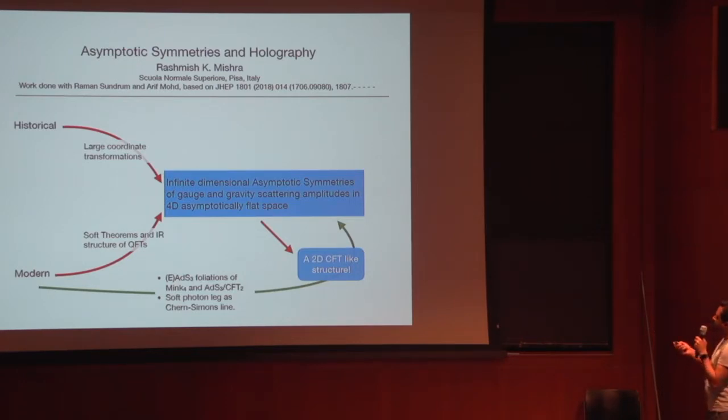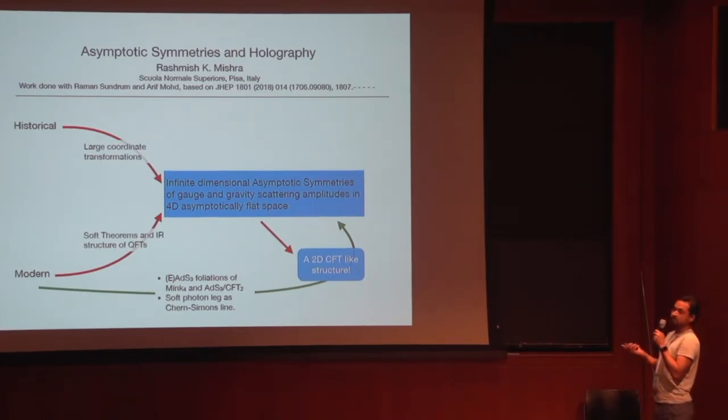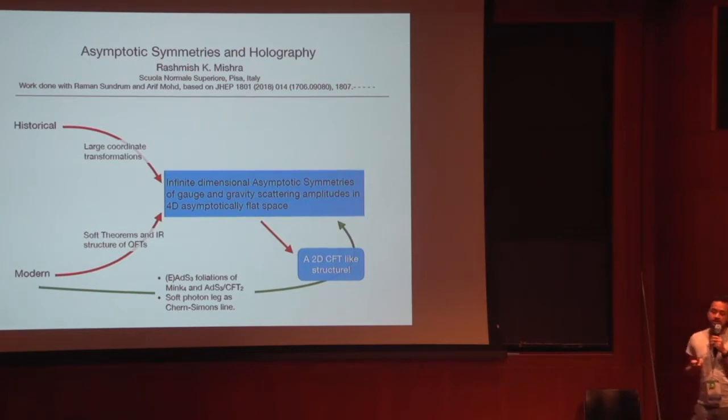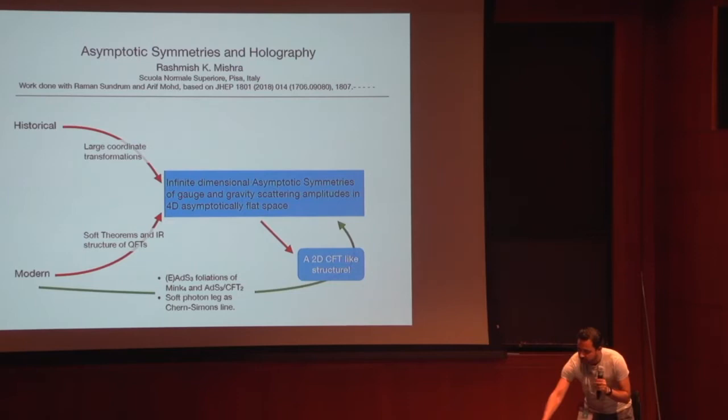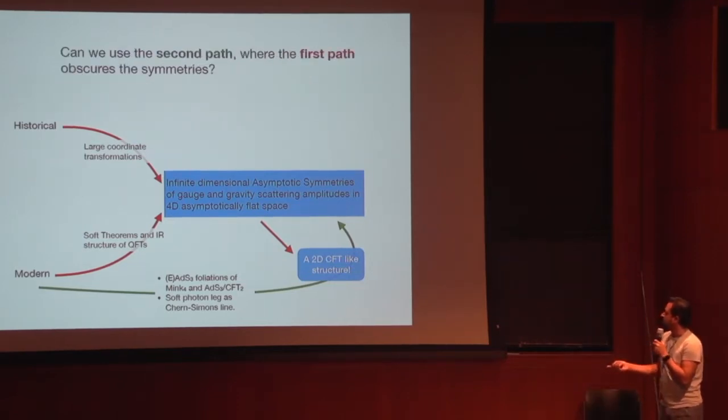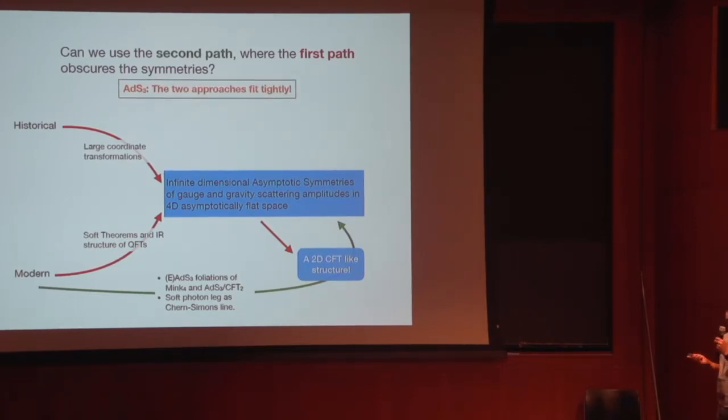The approach here is to foliate Minkowski space into Euclidean AdS3 and then use AdS3/CFT2. In this approach, the soft photon leg in the soft limit becomes a Chern-Simons line. And Chern-Simons lines on a manifold with boundary are known to give you holomorphic currents on the boundary degrees of freedom. So I want to keep these two things manifest. I want to ask the question, can we use the second path, the one in green, where the first path obscures the approach?